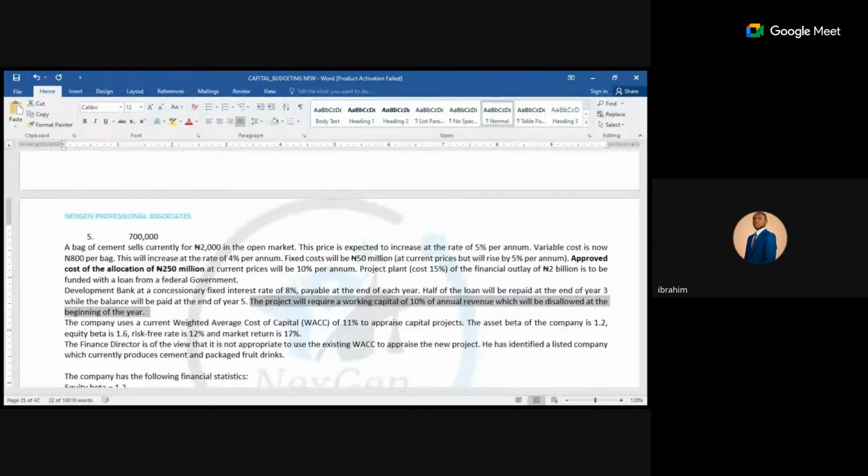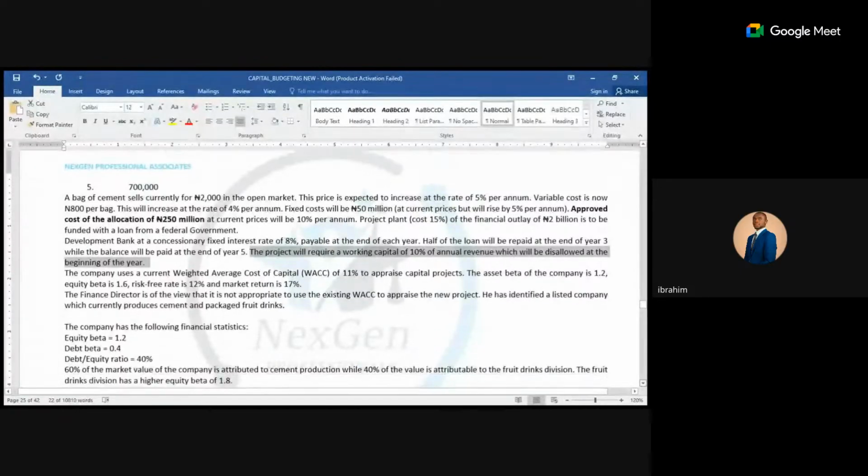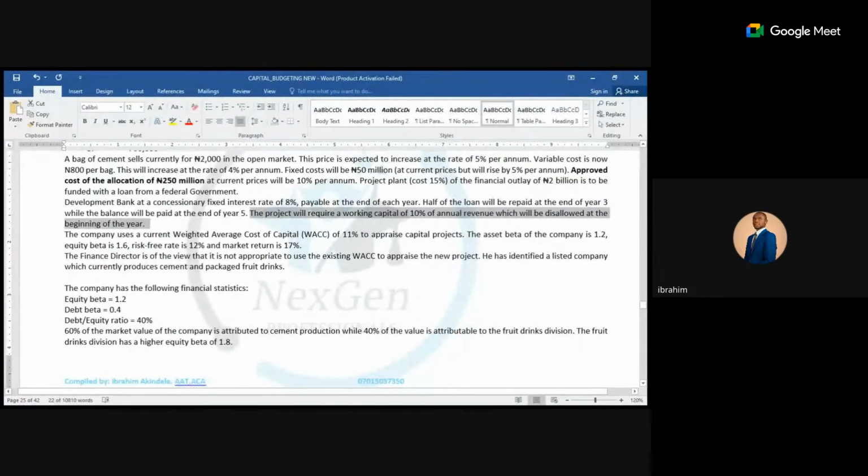You know the way we normally do the working capital at year 0, then at the end of the year, you have to recoup back your investment. Now, the company uses a current weighted average cost of capital of 11% to appraise capital projects.